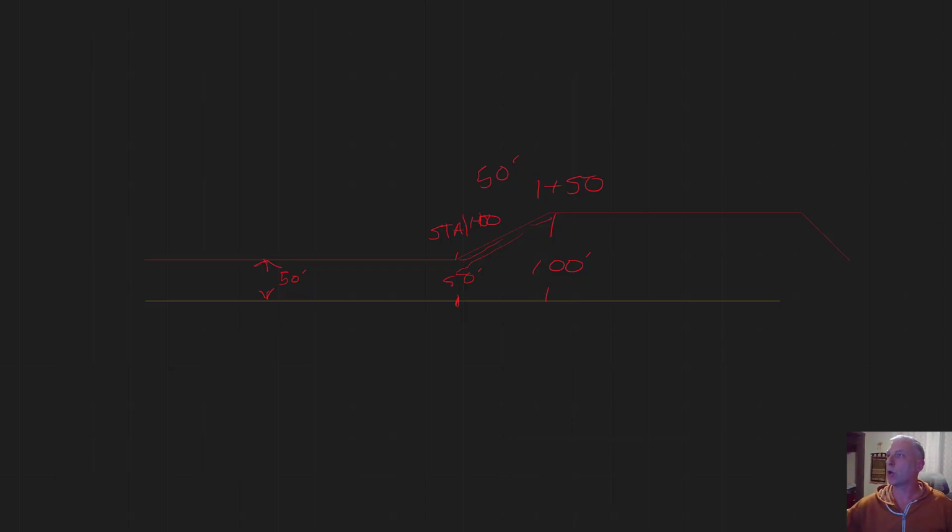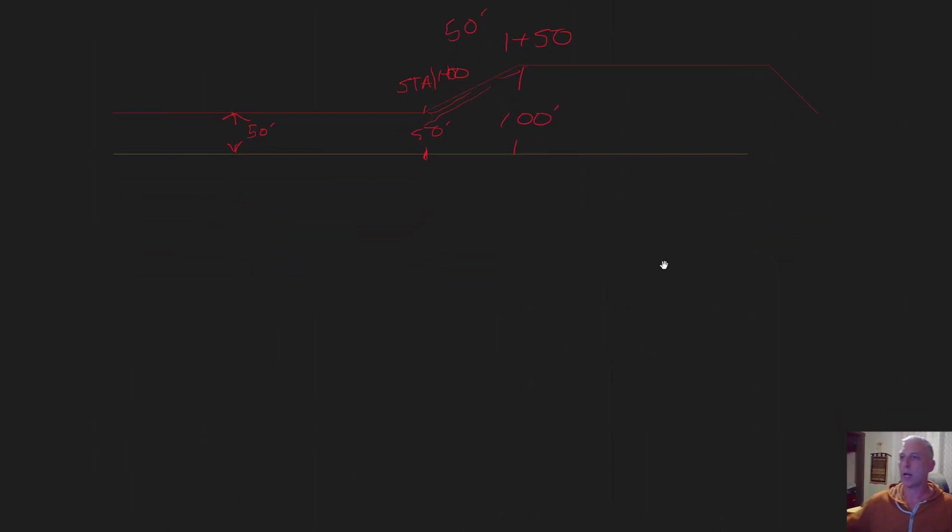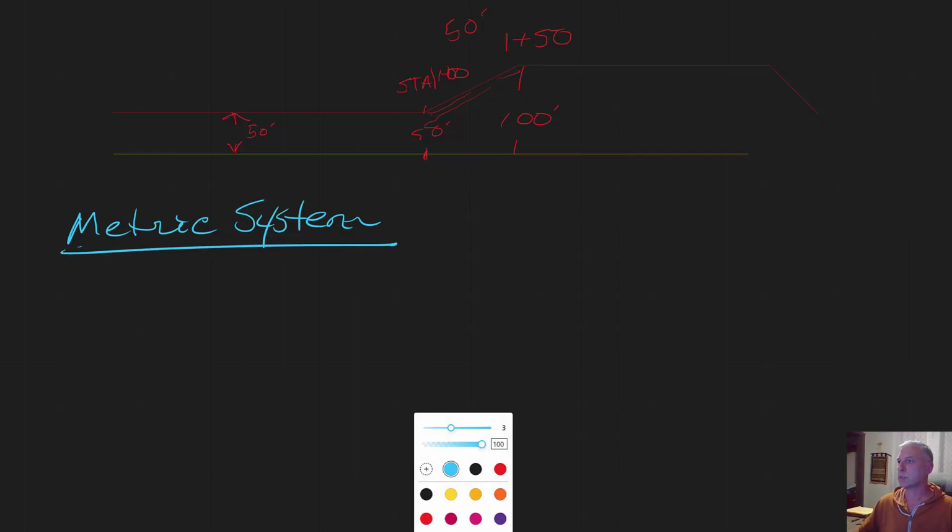Okay, so we talked about the American system wherein we measure full stations at 100 feet each. That's called a full station. A half station would be every 50 feet, right? In the metric system, we use the same method, but we represent it a little bit differently. In the metric system, I need to thin that line. Just a moment. There.